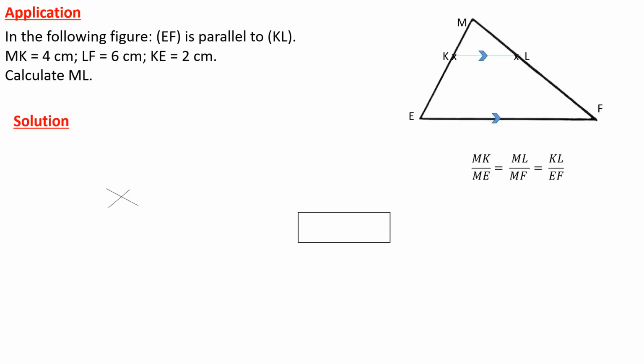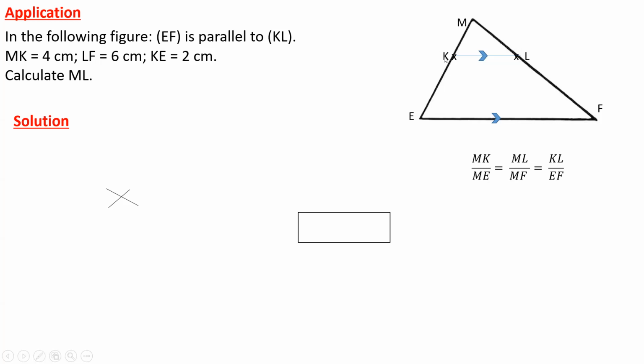Now, as another application, in the following triangle, we have EF parallel to KL, and we have the measure of MK, the measure of LF, and the measure of KE. We should calculate the measure of ML.